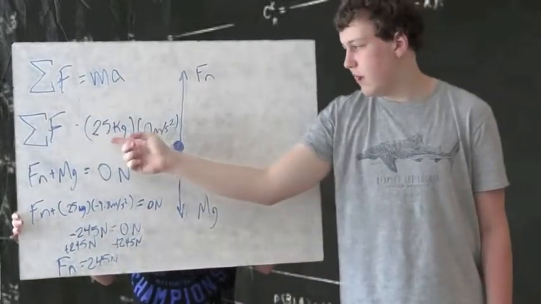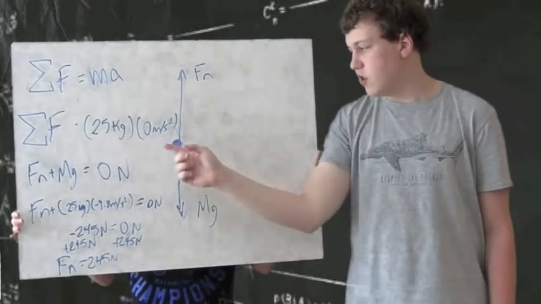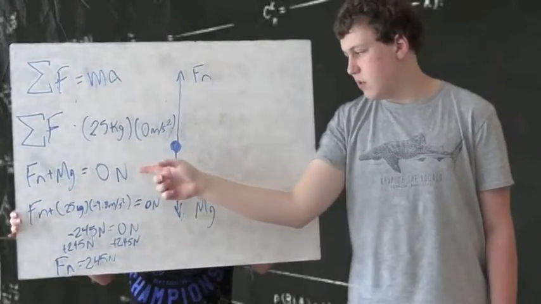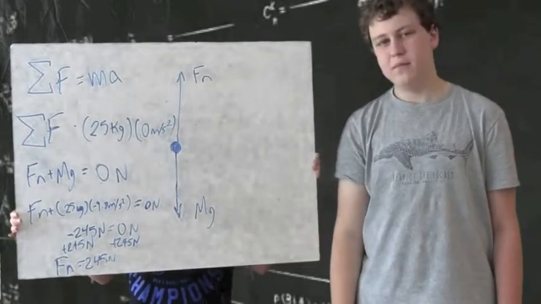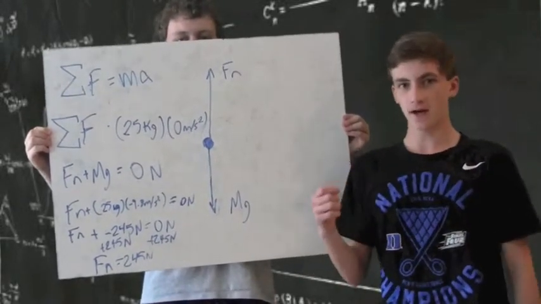Alex's mass is 25 kilograms, and he's not accelerating in either direction, so his acceleration is 0 meters per second squared. Therefore, the net force acting on him is 0 newtons. But how can that be possible? The only way for this to be possible is if the forces are equal and opposite.